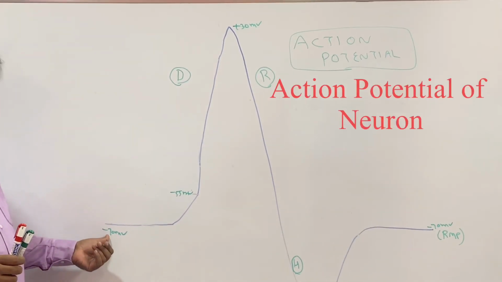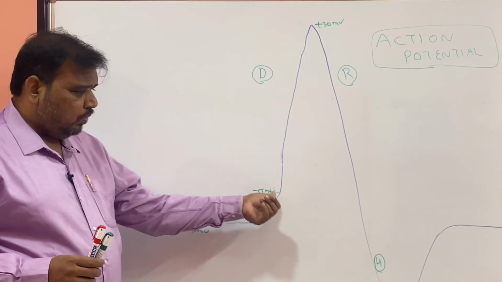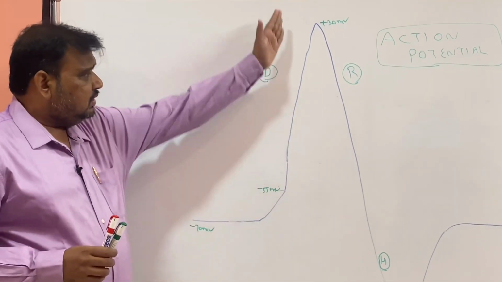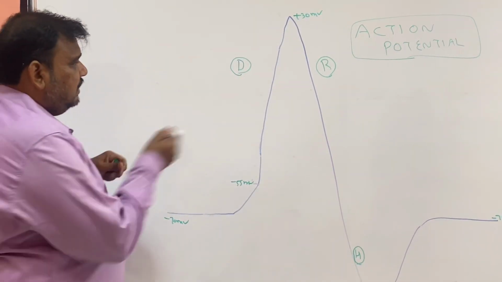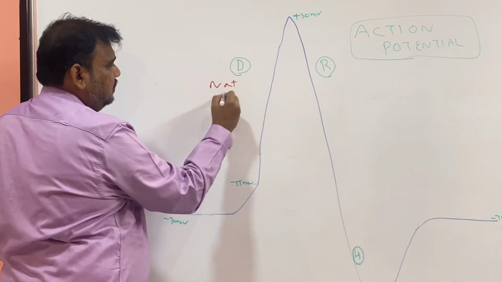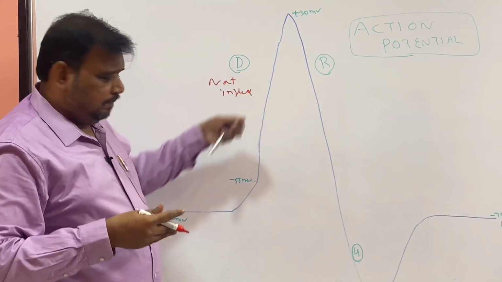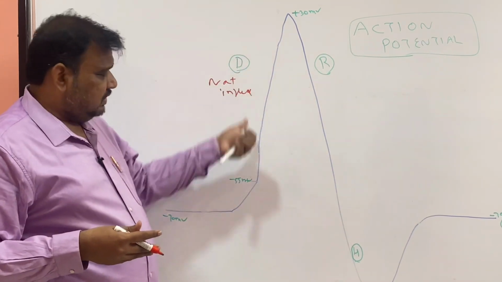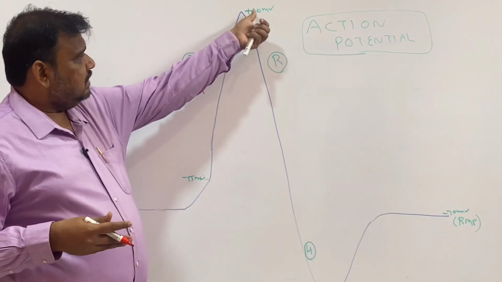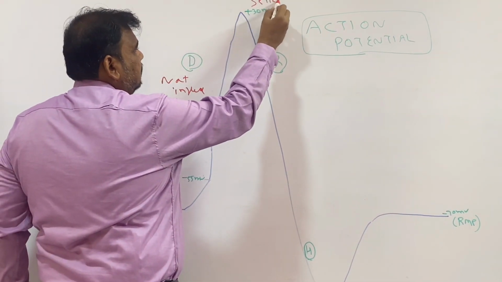Resting membrane potential is minus 70 millivolt, and you can see here the threshold is minus 55 millivolt. Once the threshold is reached, this phase is called the depolarization phase, and you know the reason for the depolarization phase is sodium influx. So plus is coming in. Because of that, this phase is D for depolarization phase. This minus 55 is coming to plus 30. This plus 30 millivolt is the spike potential.